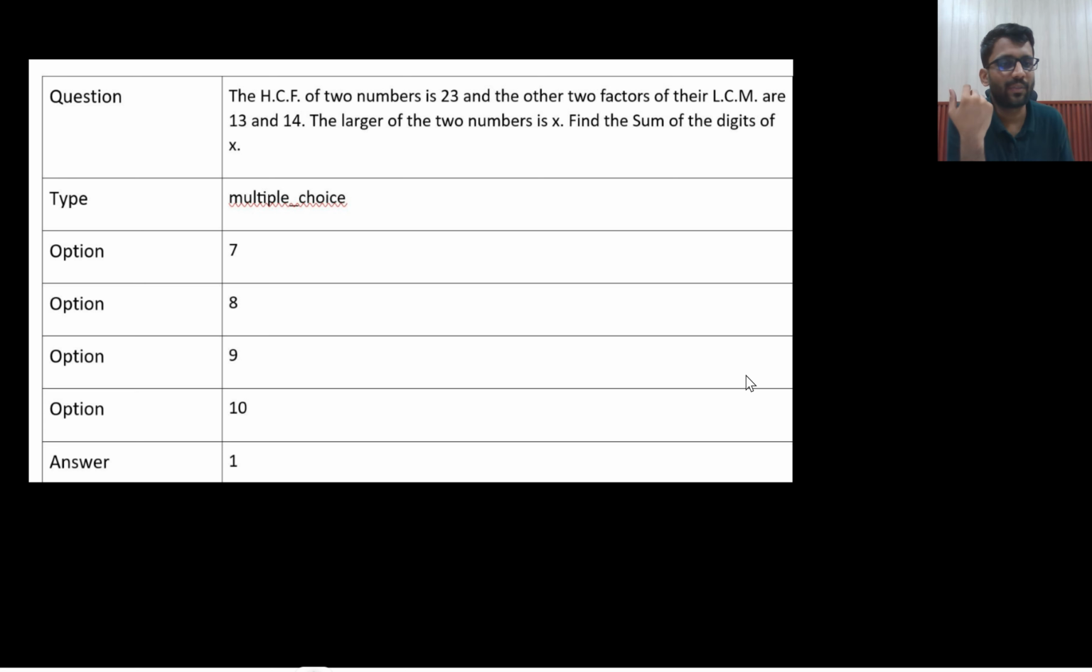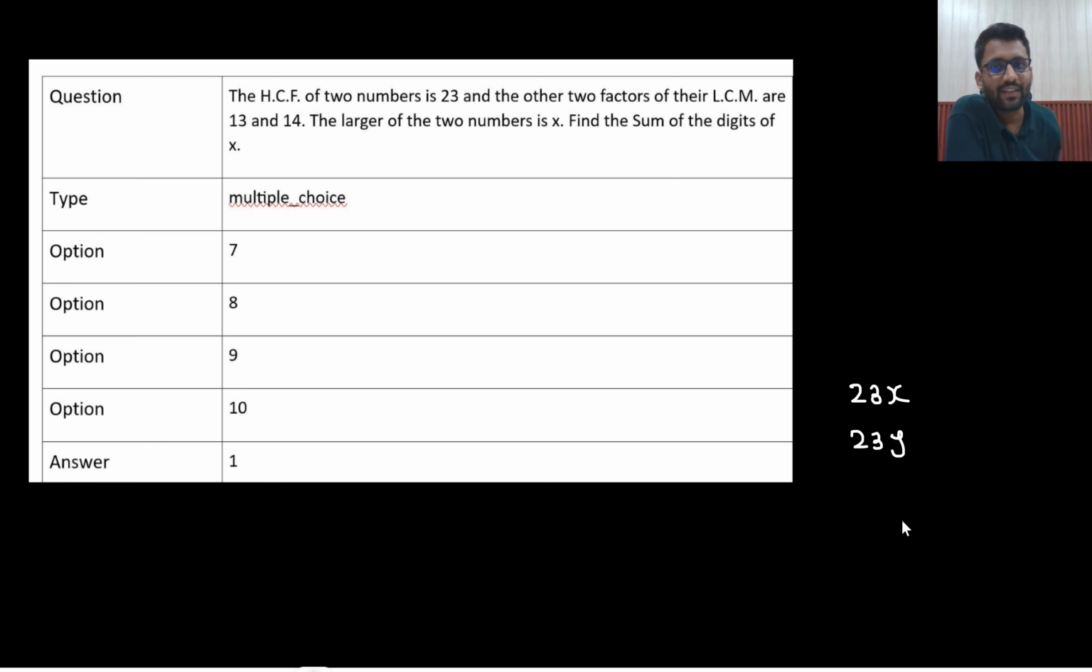So the HCF of two numbers is given. That means what would be the two numbers? 23x and 23y, with the condition that x and y are co-primes. If x and y are co-primes, that means they are not cancelled by any other number. What do you mean by HCF? The largest number which will divide both of the numbers. So 23 will divide both of them, right?